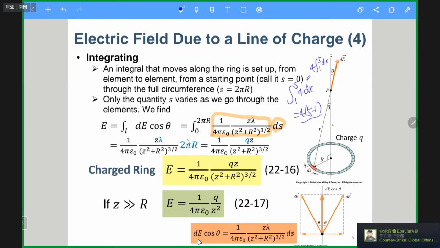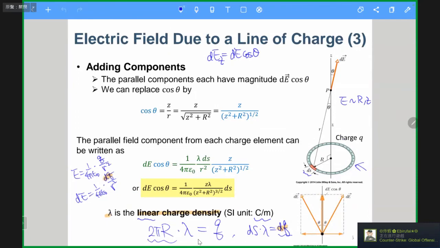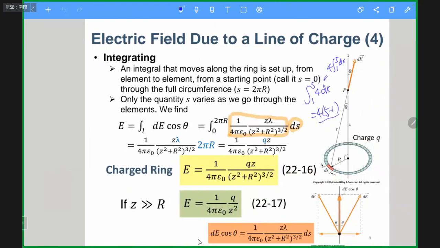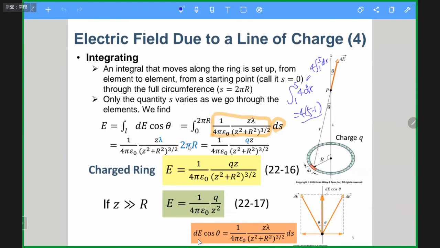And as I mentioned in the last page, we have 2 pi r times lambda equals q. So we have 2 pi r times lambda, so it will be q here. So finally, we have 1 over 4 pi epsilon naught times qz, over z squared plus r squared quantity to the 3/2 power. So this expression looks a little bit complicated.